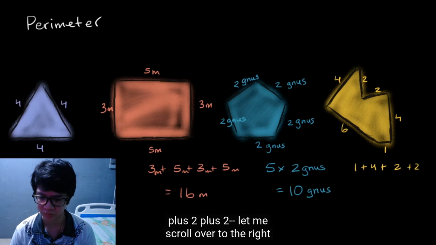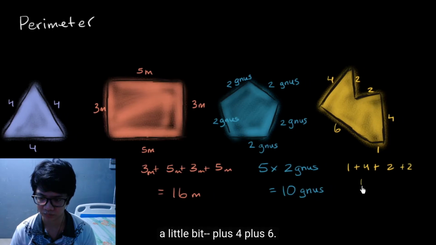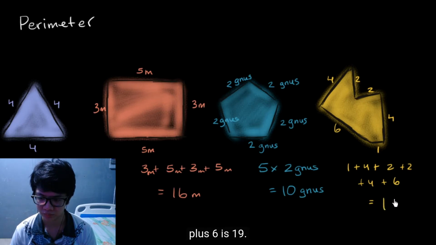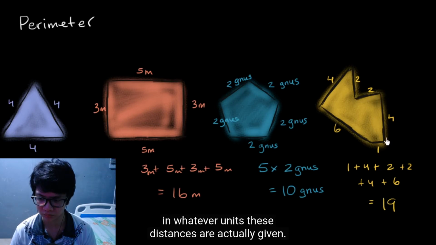Let me scroll over to the right a little bit. Plus 4 plus 6. So what is this going to be equal to? 1 plus 4 is 5, plus 2 is 7, plus 2 is 9, plus 4 is 13, plus 6 is 19. So this figure has a perimeter of 19 in whatever units these distances are actually given.